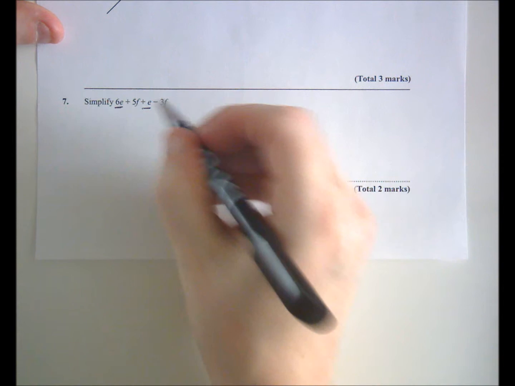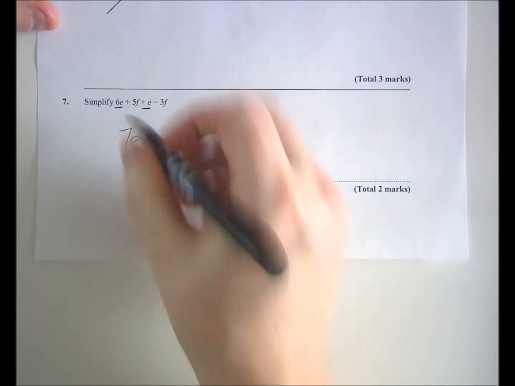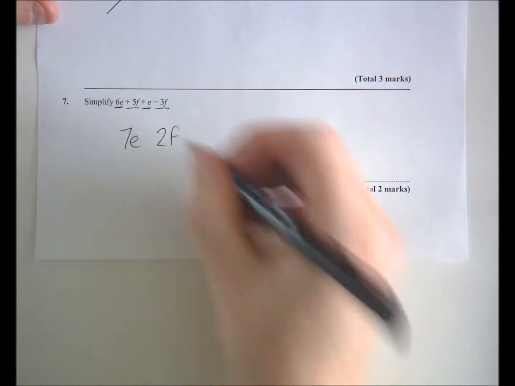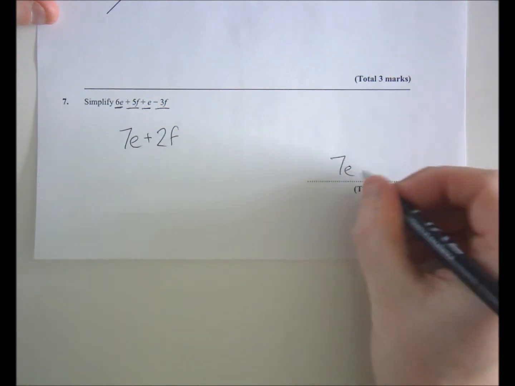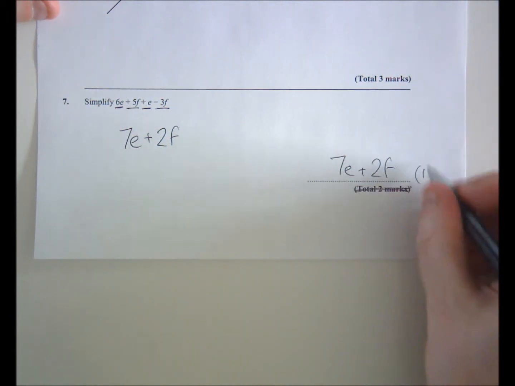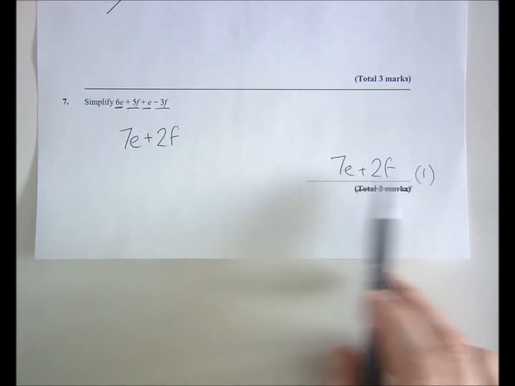6e plus an e is 7e. 5 Fulham fans minus the 3 leaves you with 2 Fulham fans, and they are still positive. I doubt very much that 2 marks will be given in the exam for that question, so I'm going to reduce it to just the 1 mark for having both parts correct.